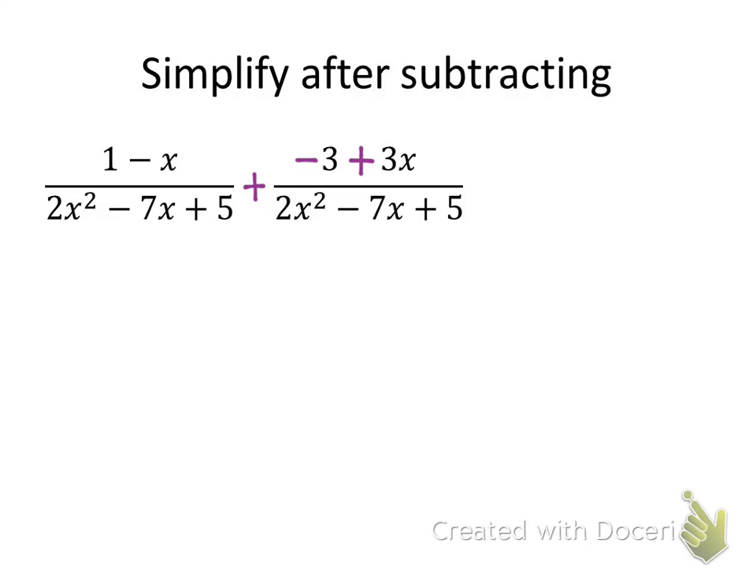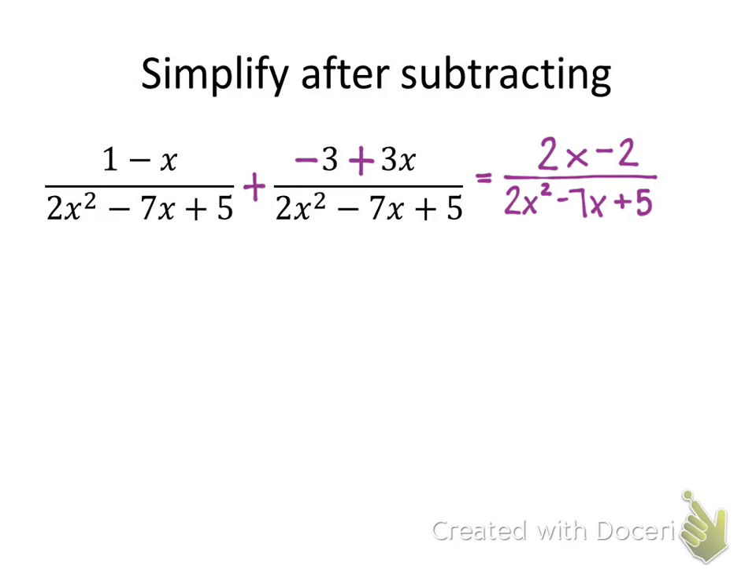Now, okay, I realize I have a common denominator, 2x squared minus 7x plus 5. So I'm going to write my common denominator, 2x squared minus 7x plus 5. And now I've got to add my numerators together, okay? Again, I want to start with the x's because those need to be written first. So negative x plus 3x gives me what? 2x. Okay? Then 1 plus negative 3 gives me negative 2.